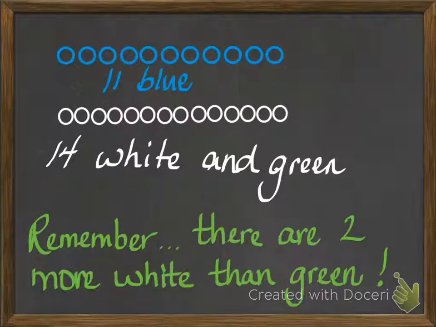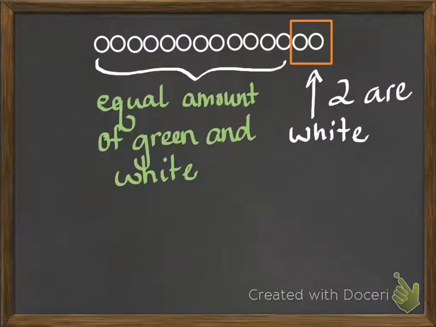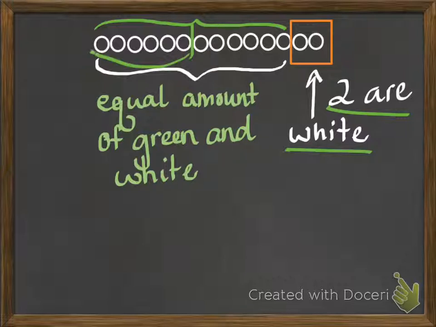Okay, so here I've drawn my picture. There are 11 blue. I know that there's 14 white and green. Well, remember, there are 2 more white than there are green caps. So what I did is I took my picture of 14 caps and I said, well, 2 of them have to be white because there's 2 more that are white than there are green. So the rest of them that are left, those are an equal amount of green and white. So I could just split them down the middle or divide it by 2, and then I would know that this amount is the white and that amount is the green. There are 12 of them.